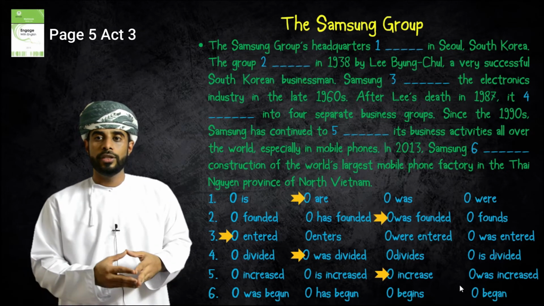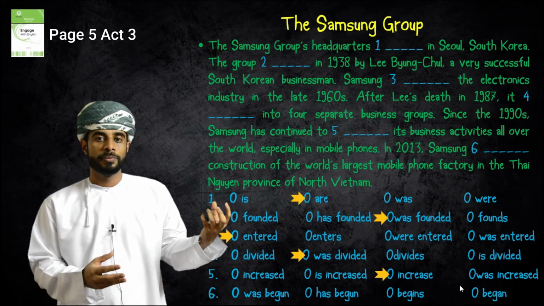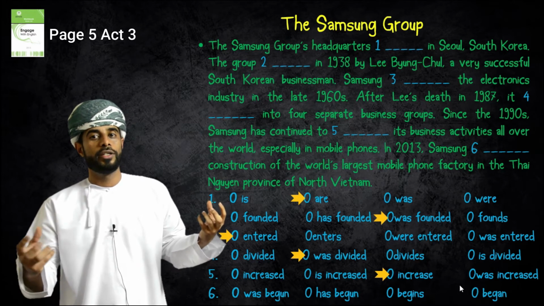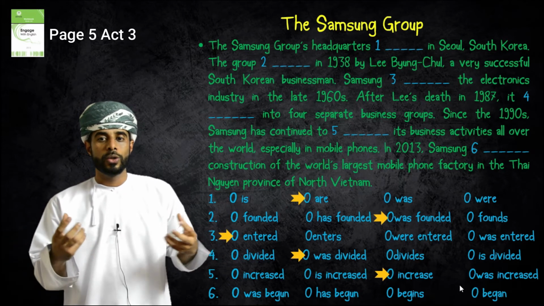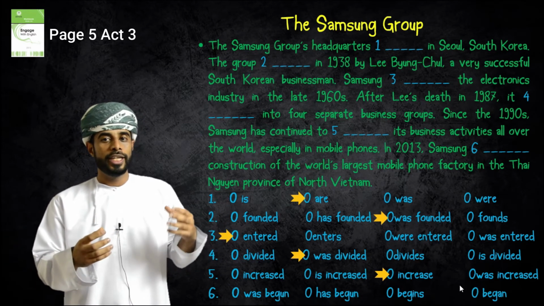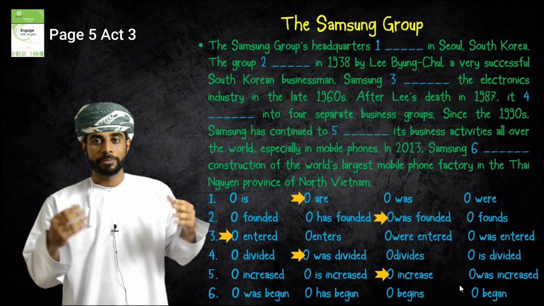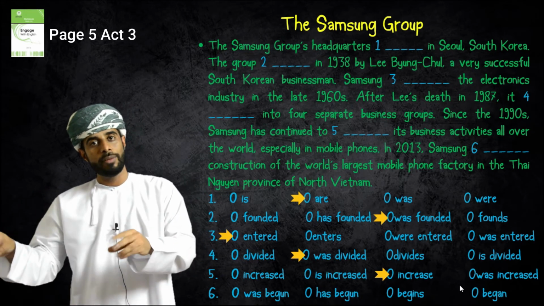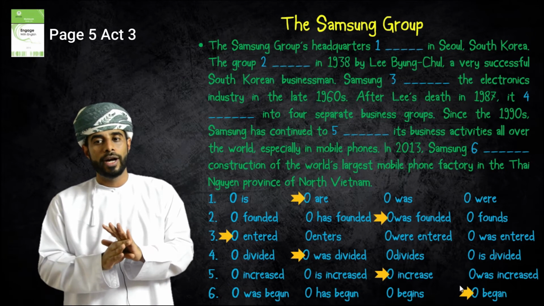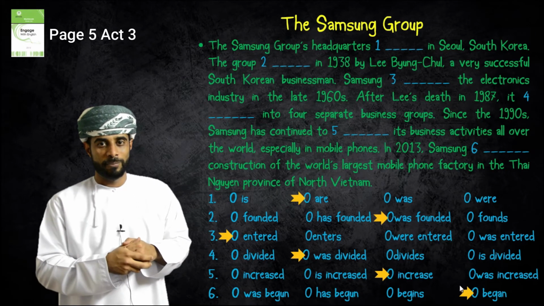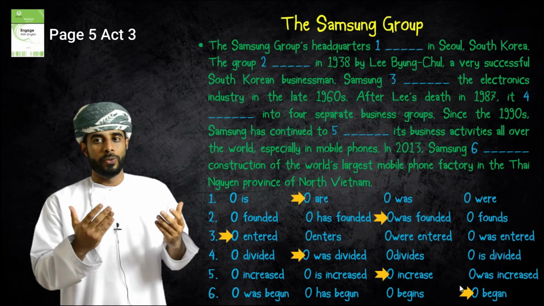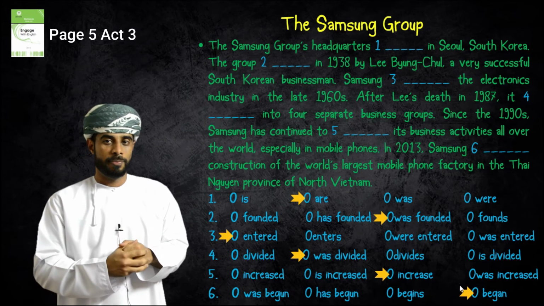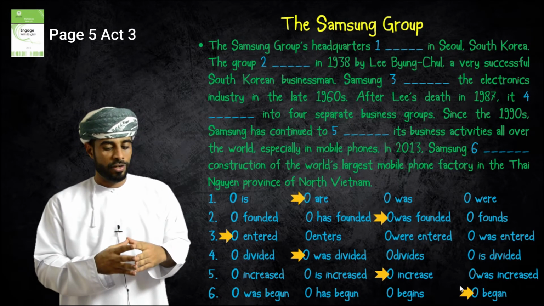In 2013, Samsung construction of the world's largest mobile phone. So Samsung did what in 2013? It is in the past. Samsung itself did something. So it's a simple past which is began. Doing certain things. It's a very easy task for you.